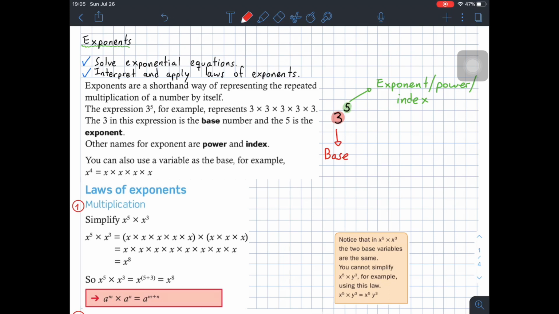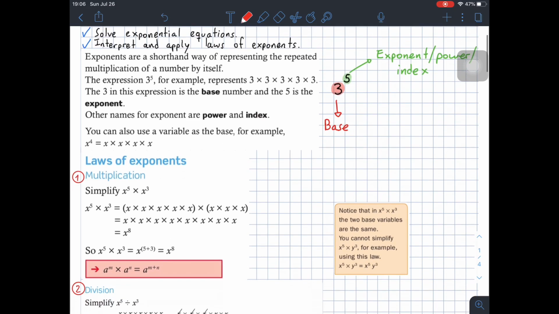Okay, so here you have a summary of what I just read. The number in the bottom is always known as the base, and the exponent is known as, I said, the exponent, power, or also index. Okay. So it says you can also use a variable as the base. For example, x to the power of 4 is the same as multiplying x 4 times.